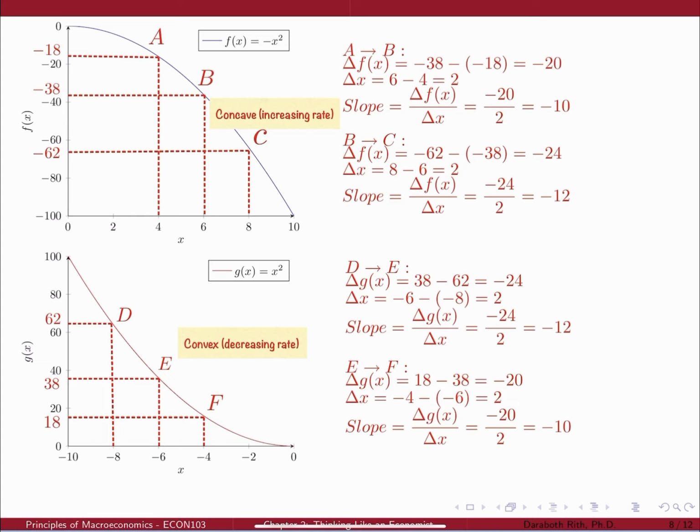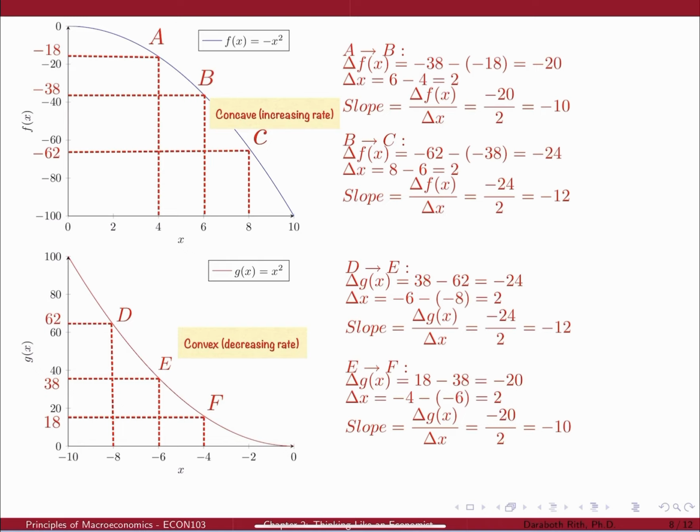Now consider the change from point E to point F. If you take the difference of g(x), it is 18 minus 38 equals negative 20. And if you take the difference of x, it is negative 4 minus negative 6 equals 2. So the slope is negative 20 divided by 2 equals negative 10.